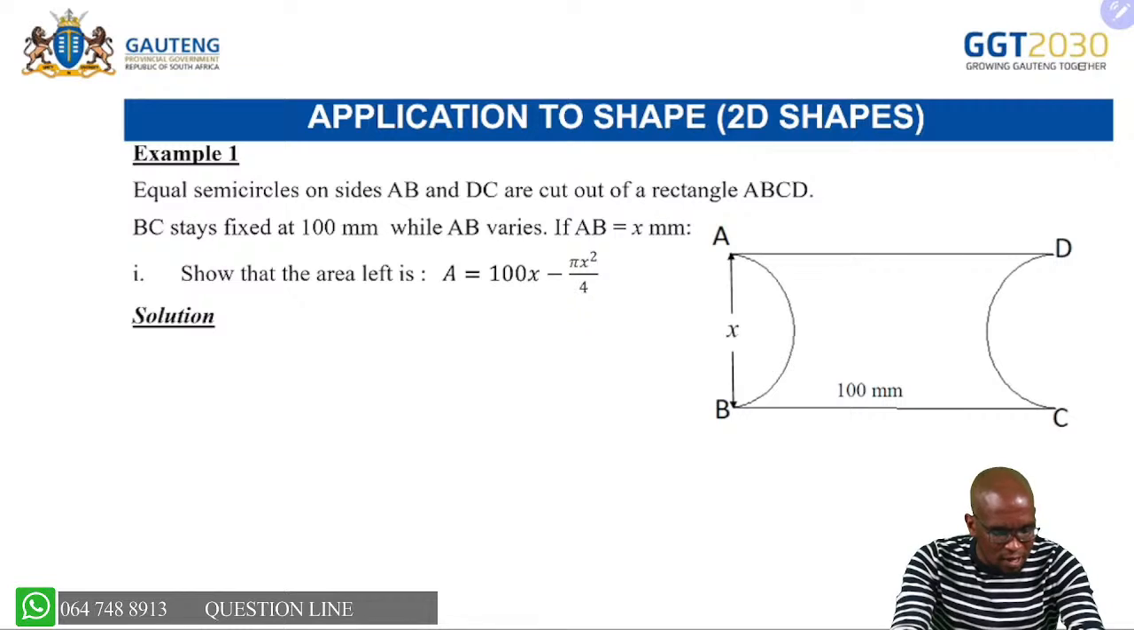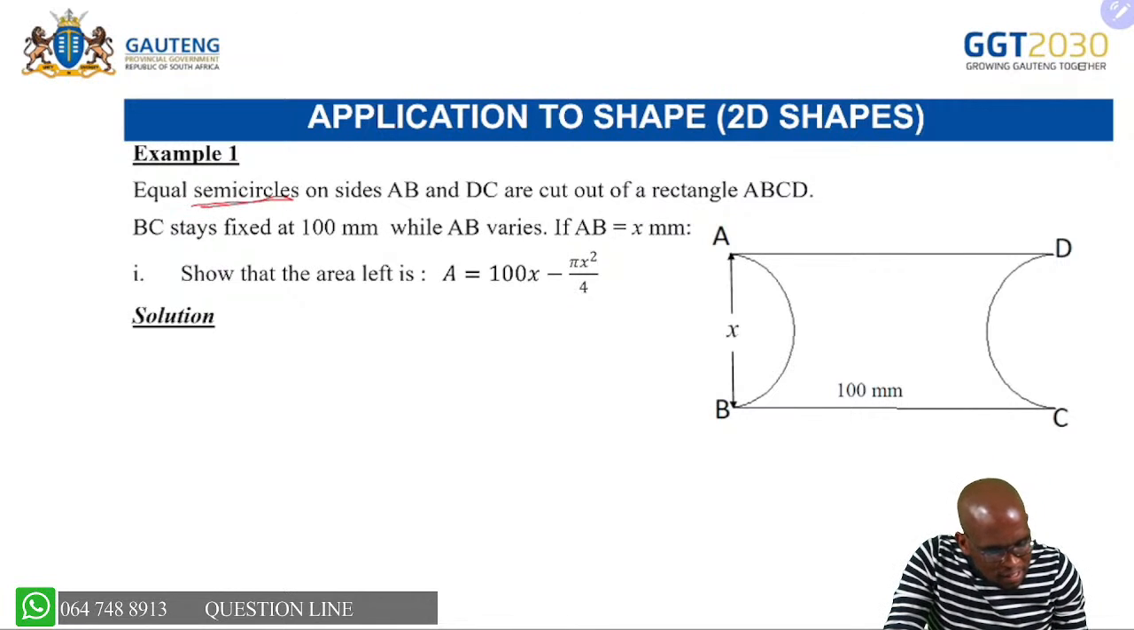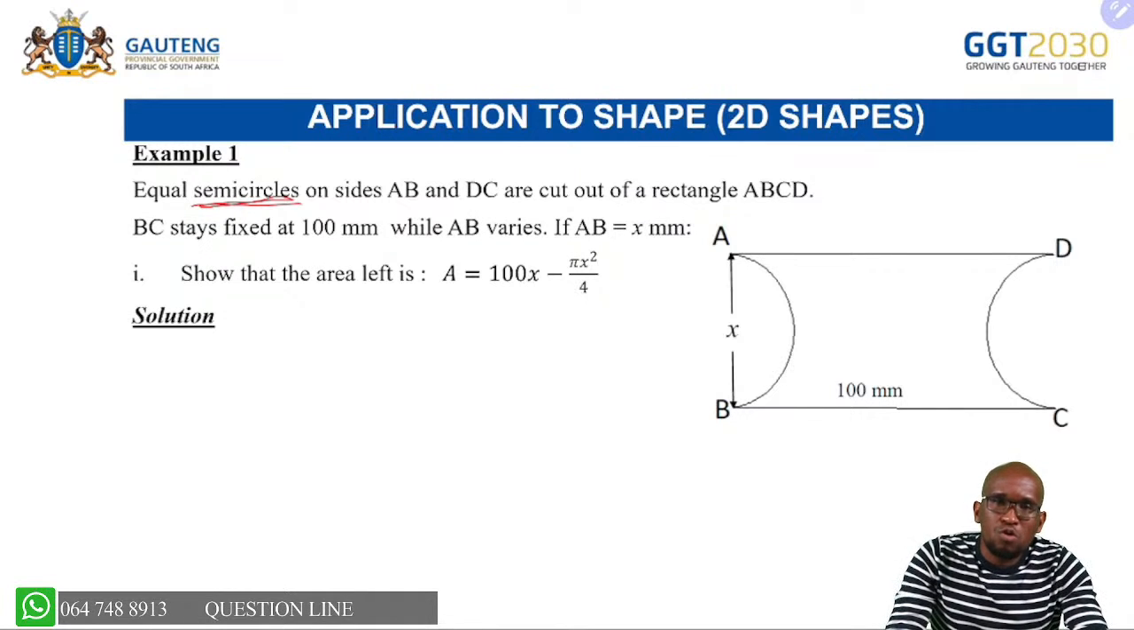BC stays fixed at 100 millimeters, while AB varies. If AB is x millimeters, show that the area left is given by 100x minus pi x squared over 4. Now, if you check, the shapes that are removed in this case are semicircles, and it's two of them.